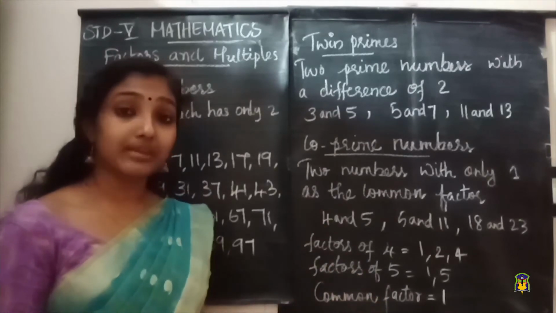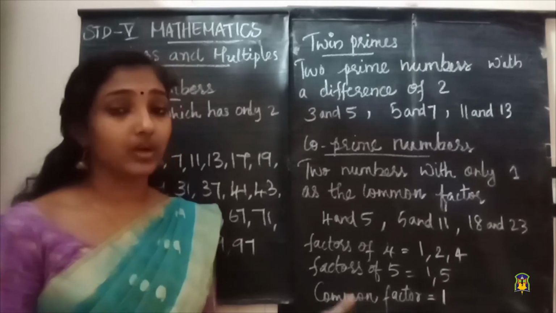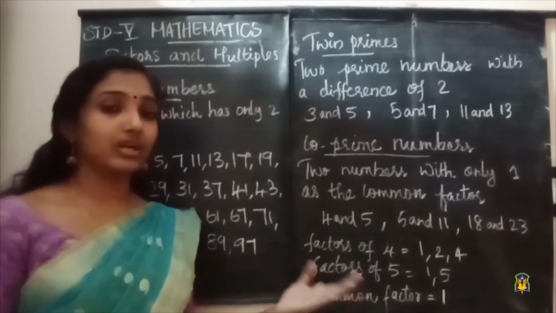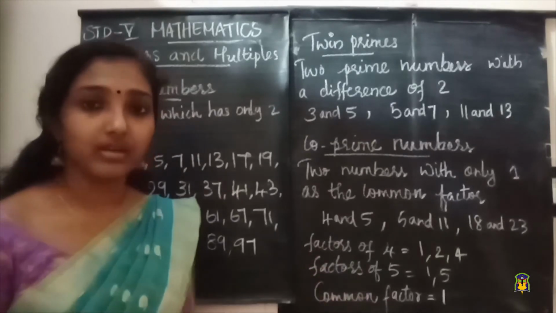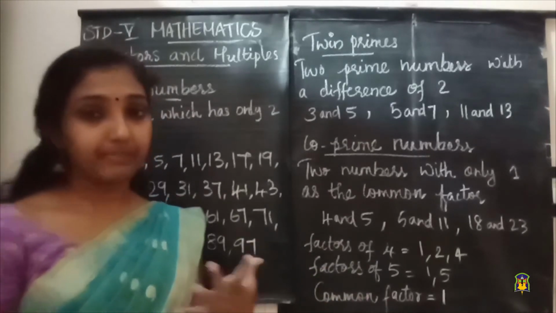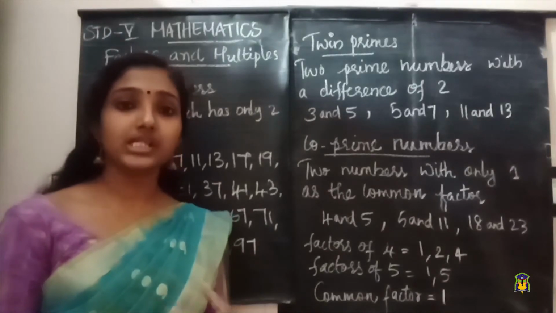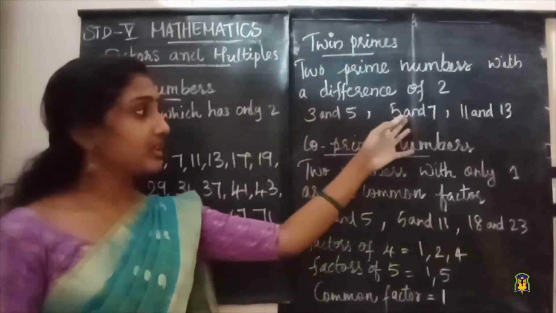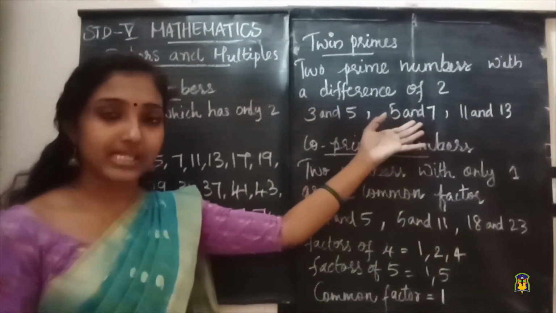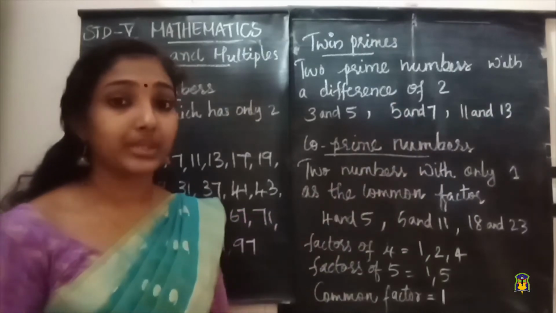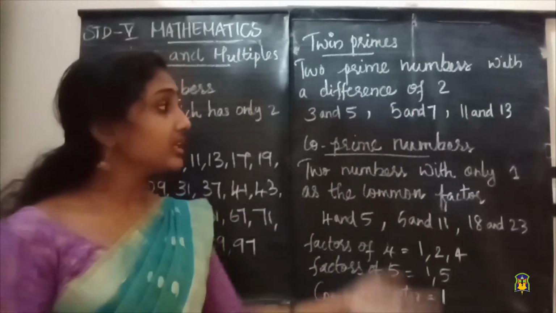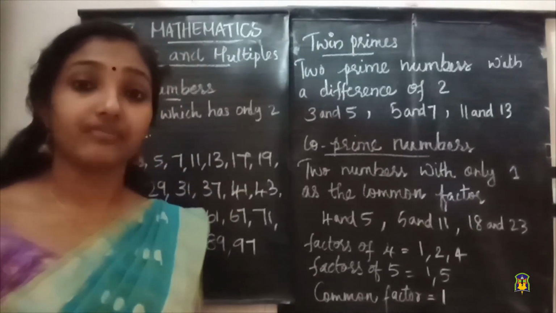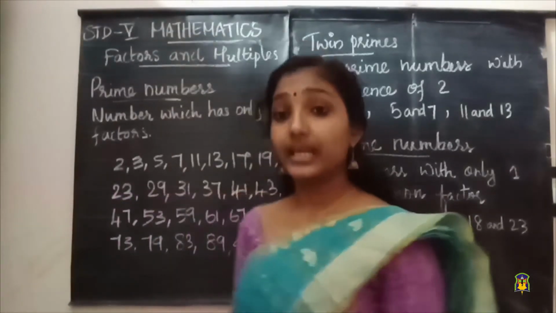So those prime numbers which give a difference of 2 are called twin prime numbers. They must be prime numbers. Then 5 and 7. 5 and 7 are prime numbers, and the difference of 5 and 7 is 2 itself. Next is 11 and 13. 11 and 13 are prime numbers, and the difference of 11 and 13 is again 2.